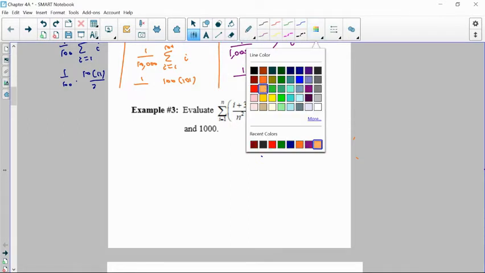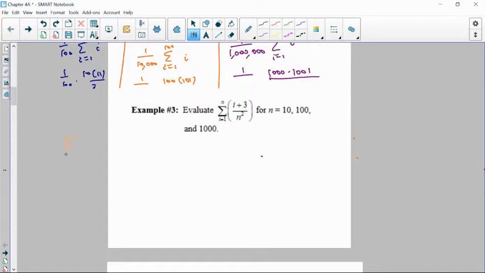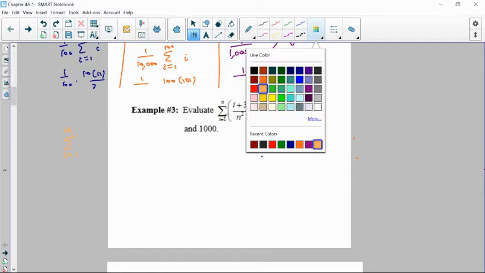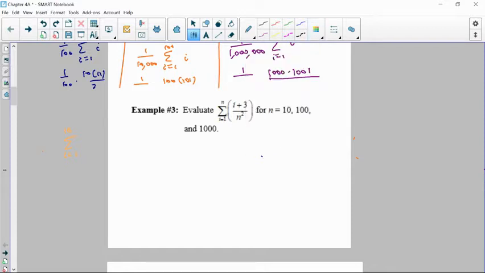So let's see. Sigma i equals 1 to 10. I don't know if I like that color as much. Maybe I'll go a little bit darker. There we go. So then it would be i plus 3 over 10 squared, which is 100. And again, that could be factored out.